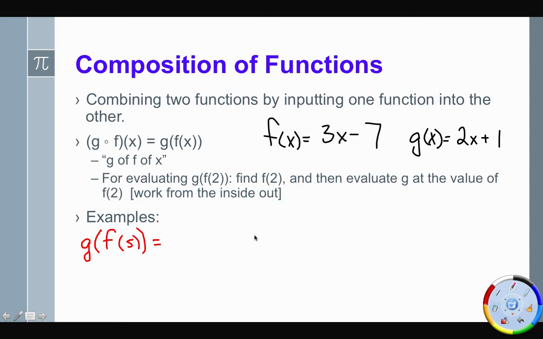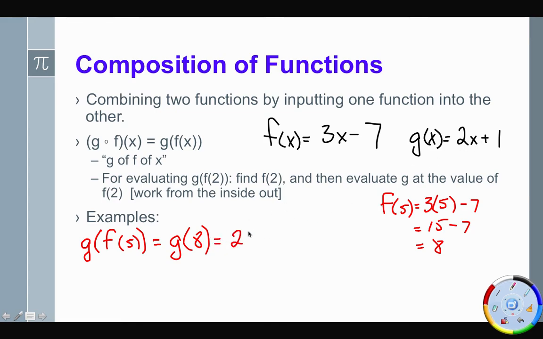So again, we need to work from the inside out. So we need to figure out f of 5. f of 5 means plug in 5 for x, so we get 3 times 5 minus 7, which is 15 minus 7, which is an 8. Then we're going to take that 8 and replace it in g inside this function here. So this becomes g of 8, because f of 5 equals 8. And then we plug 8 into the g function. So we get 16 plus 1, which is 17.